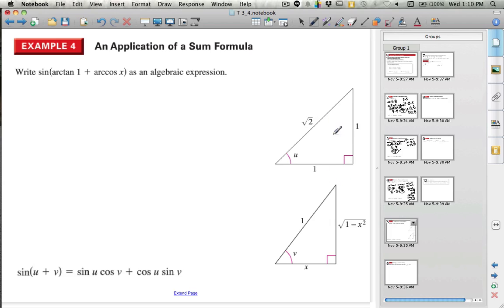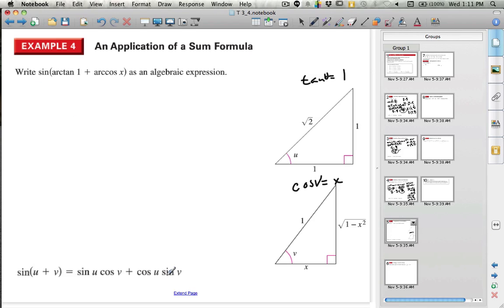In this case, tangent is opposite over adjacent, which would be 1. And over here, this is adjacent over a hypotenuse of 1. So here, cosine equals x. Okay, so just to help you understand where I'm going to get some of these values from.